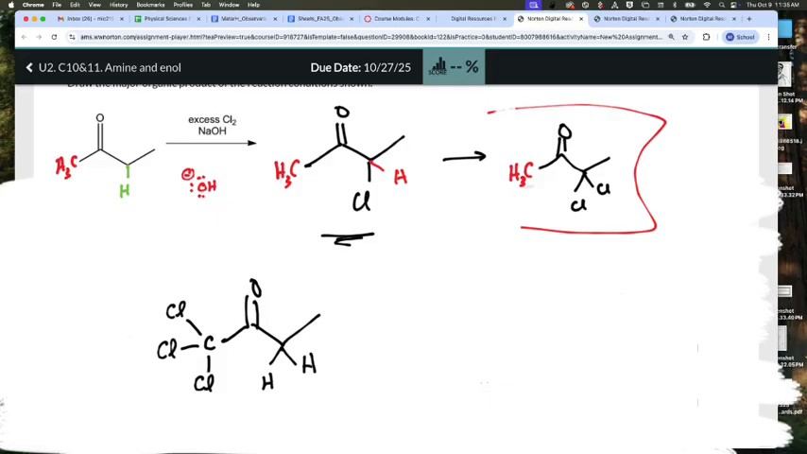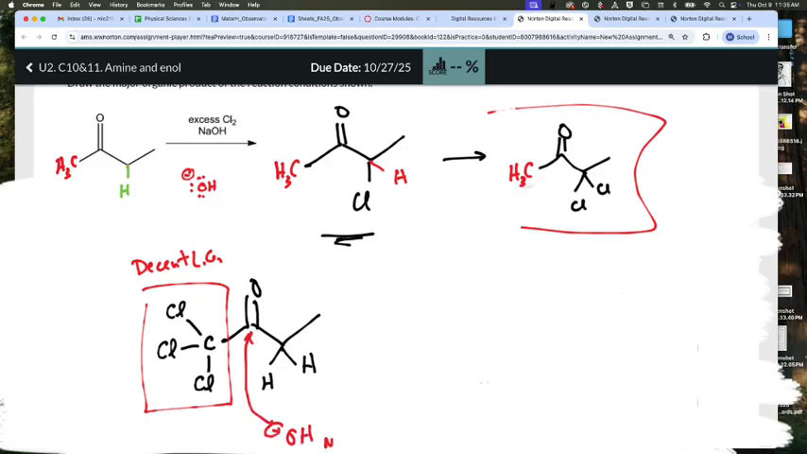Okay? That is actually, whoa, what is my screen doing? A decent leaving group. Okay? So hydroxide could now come in and act as a nucleophile. And if we look at the product of that, what do we get?